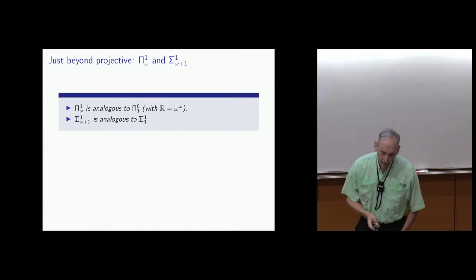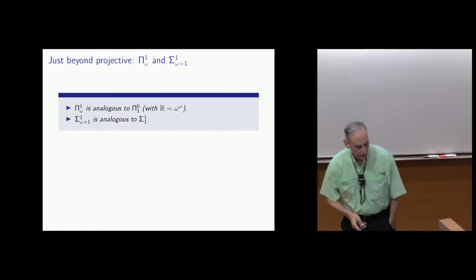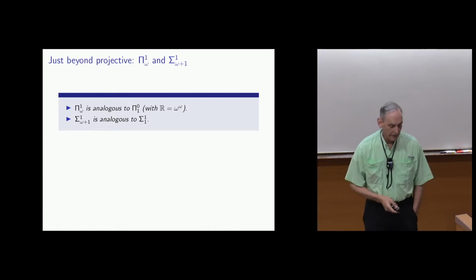Okay, so now we want to move on. We're going to go just beyond the projective sets, pi 1 omega and sigma 1 omega plus 1. So pi 1 omega is analogous to pi 0 1, taking the reals as base space, and sigma 1 omega plus 1 is analogous to sigma 1 1.